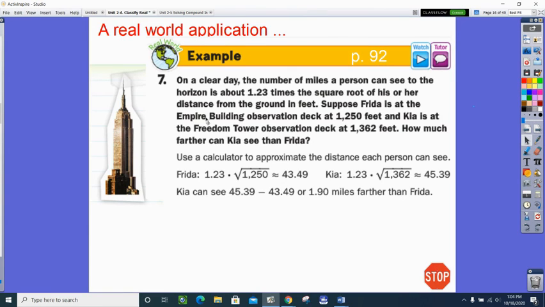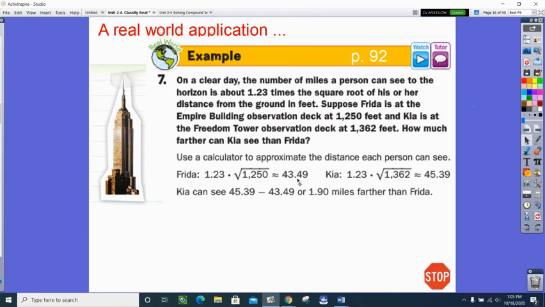So suppose Frida is at the Empire State Building observation deck in New York City, and she's 1,250 feet up. And Kaya is at the Freedom Tower observation deck, and she's a little bit higher, 1,362. How much farther can Kaya see than Frida? So we got to find out, first of all, how far can they both see? You're going to take 1.23 times the square root of their height, which for Frida was 1,250. I'm going to take out my calculator. Square root of 1,250 times 1.23.